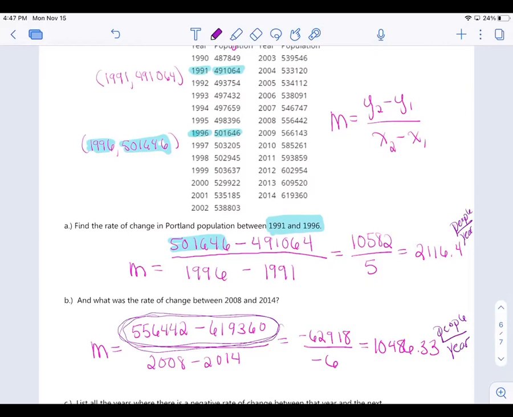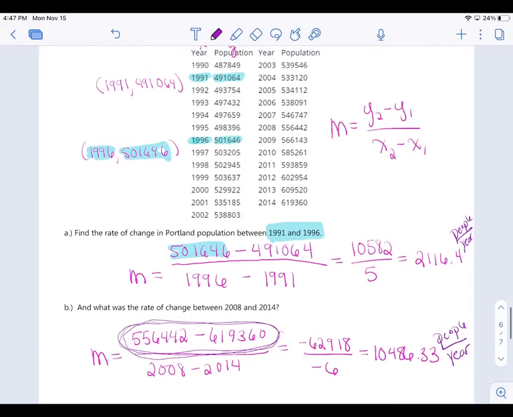Yeah, Delaney. So for B, you have it 2008 minus 2014. Why did you do it in that order? Oh, good call. I didn't do it on purpose because it doesn't matter. A lot of us get attached to Y2 and X2, and that's great. The thing that matters the most is if I choose this one to go first, then just make sure that the X accompanying it goes first. Awesome question, thank you. So a lot of you might not have had to deal with negatives if you did it the other way.